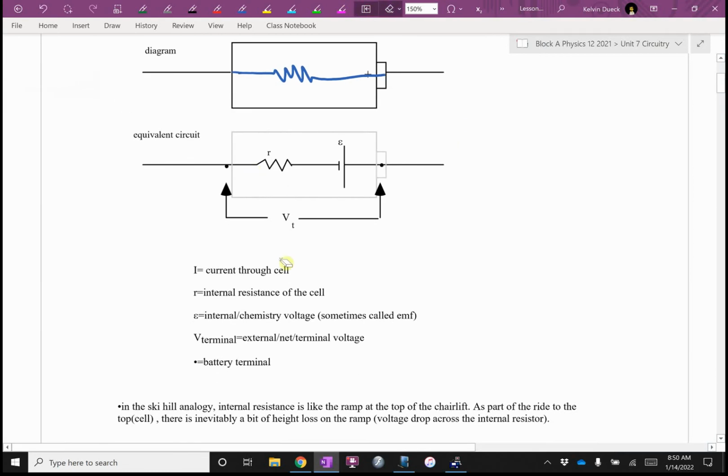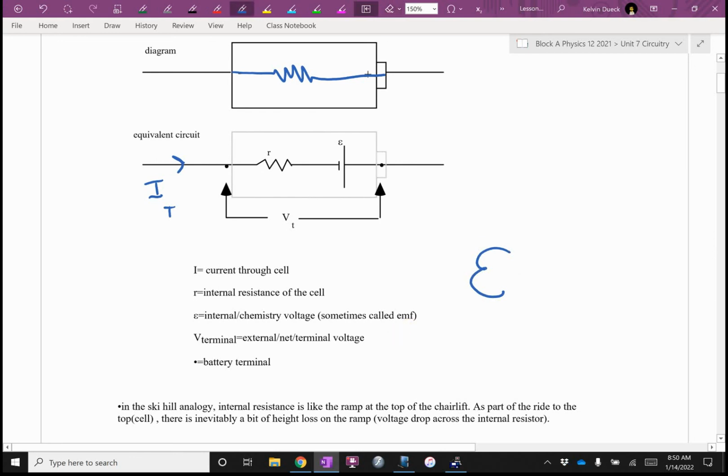So I is the current flowing through the cell. In fact, this would be I total. Little r is the internal resistance, and we have a new symbol. It's this curly E. This is the EMF.